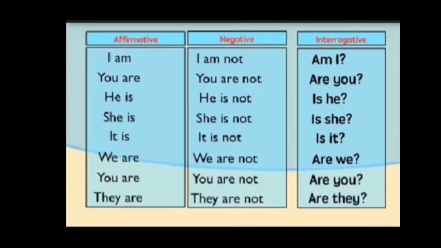Let's see how it is done in an interrogative sentence, from affirmative to negative and then interrogative. Listen carefully. If in the affirmative sentence I am is there, then when we write the negative sentence, we will write I am not. And when we have to write the same thing in an interrogative sentence, we will write am I. Let's see the rest of the examples.